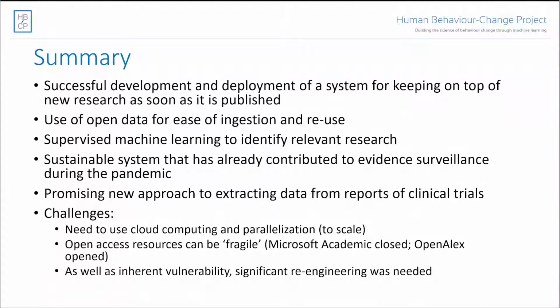It's also worth noting that we started with Microsoft Academic and are now with OpenAlex. Open access resources can be fragile, and that's one of the things that we need to bear in mind when we're building and working with these types of systems. There was inherent vulnerability in that, and we had to do quite a lot of work to move from one source to another. So far, we're really happy with OpenAlex. It's doing a great job, and we're finding that it's been very easy to integrate into this new system.